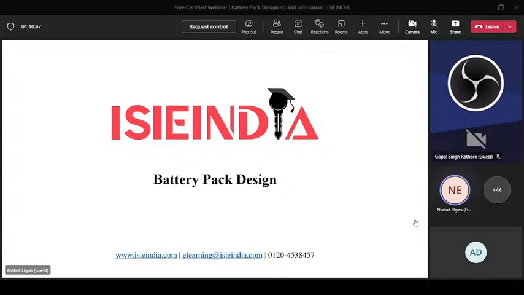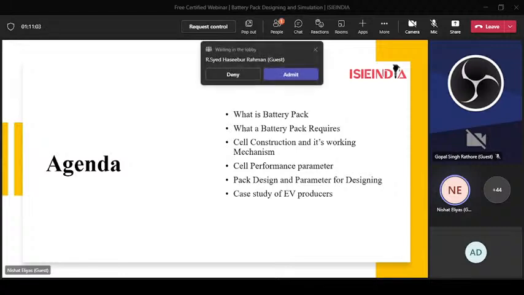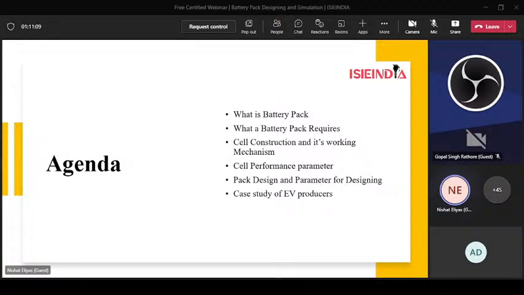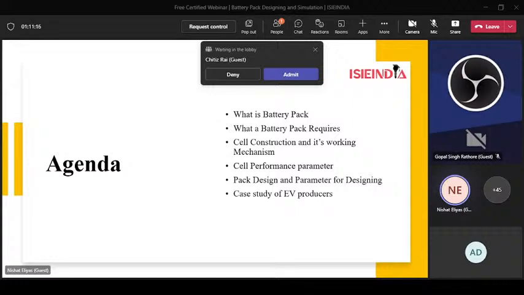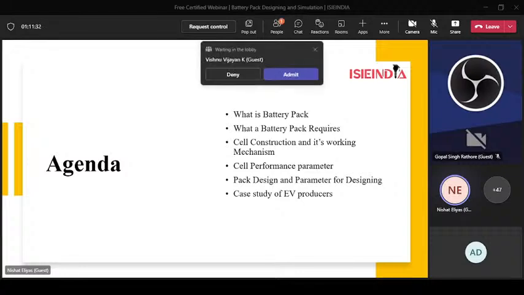Among the things which I will cover in this webinar are what a battery pack is, its basic requirements, and the unit of the battery pack, that is the cell, its construction, its working mechanism, the parameters on which the performance of the cell is evaluated, pack design and parameters for designing the pack, how to design a battery pack, and lastly some basic studies of the market of the electric vehicle producers.